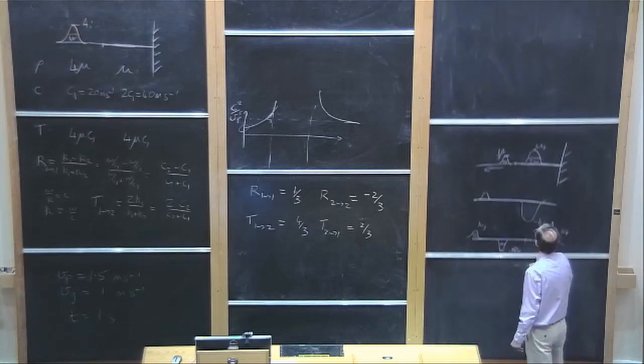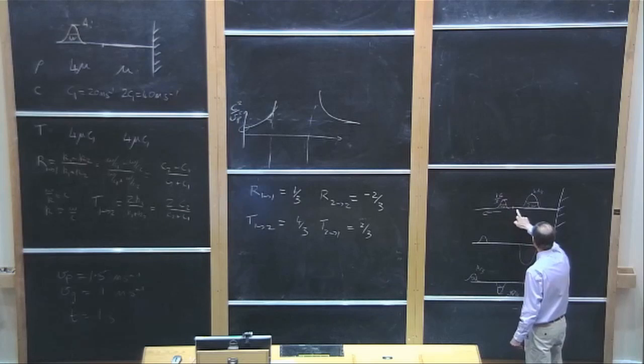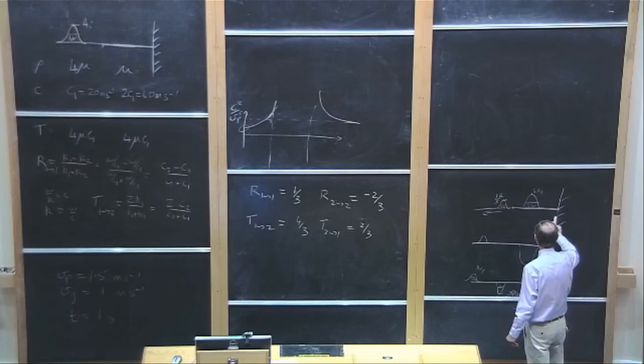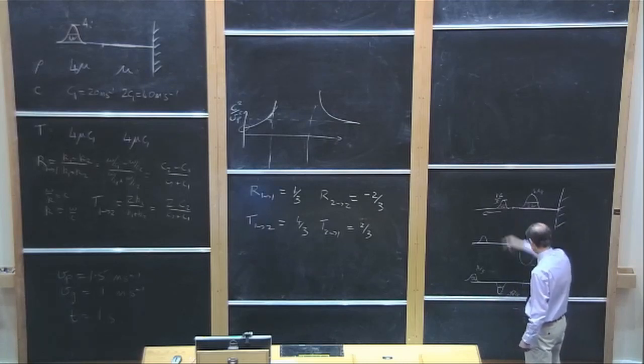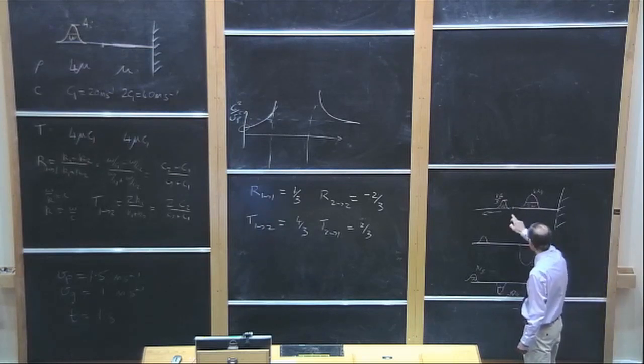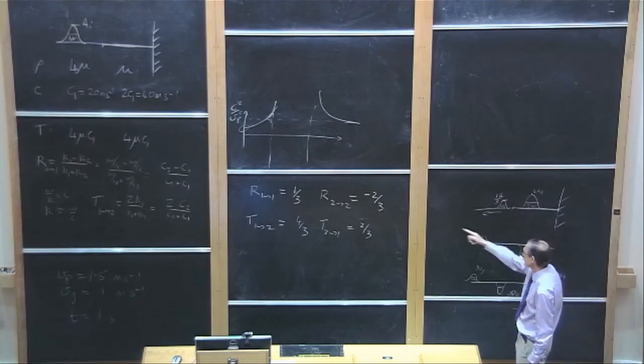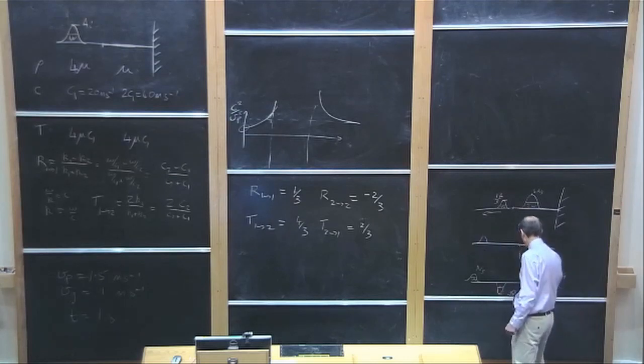Because each successive pulse, so one of them goes through T1 to 2, T2 to 1, and then the next one goes T1 to 2, R2 to 2, T2 to 1. So each one, they successively get multiplied by an extra factor of the reflection coefficient at this boundary from 2 to 2, and a minus sign from here. So each time they get smaller by 2/3.